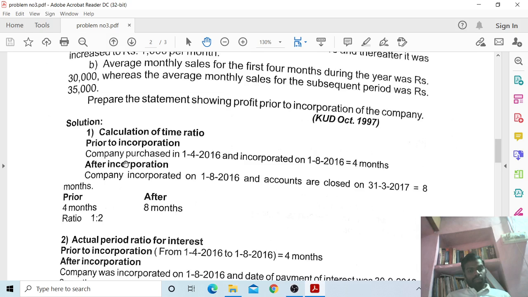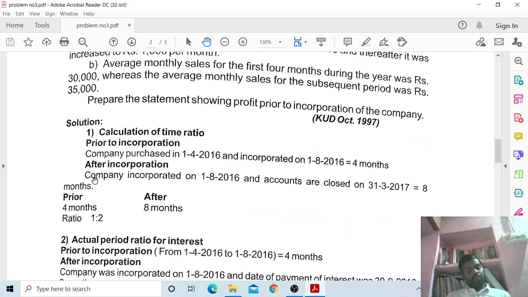So the company purchase date is 1/4/2016 and the incorporated date is 1/8/2016. There are 4 months: April, May, June, July. August will already have started. So there are 4 months in the prior incorporation period.